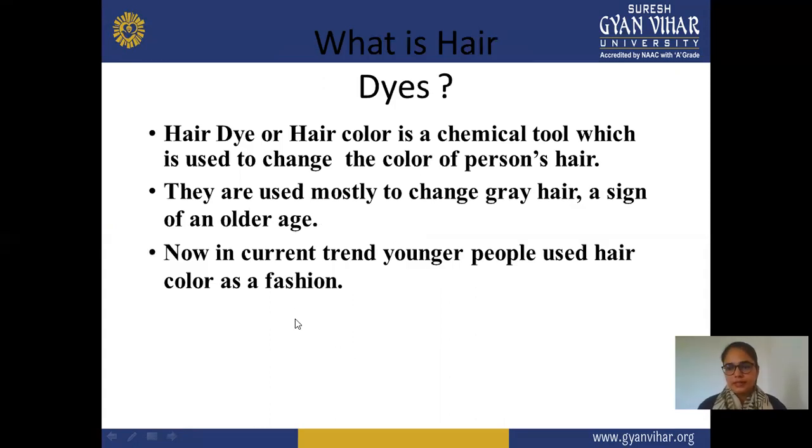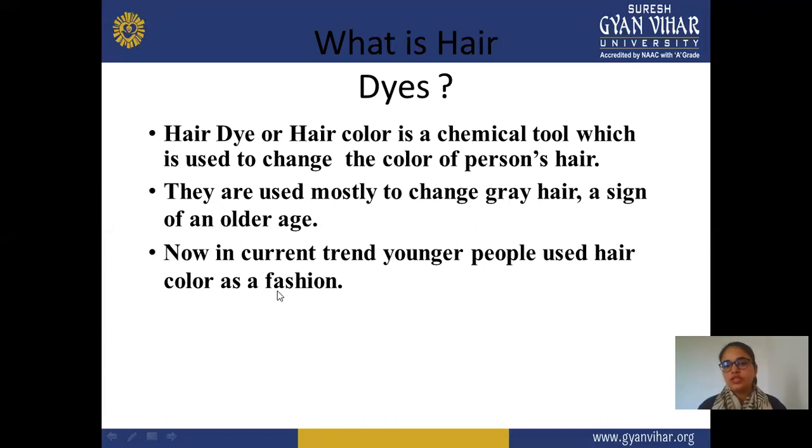Now, what is hair dye? Description and definition of a hair dye. I think everyone knows what a hair dye is. Nowadays, hair dye is very common. It may be a fashionable type of hair dye, and sometimes he or she applies it for some purpose also. Hair dye or hair color is a chemical tool which is used to change the color of a person's hair. When you apply it to your hair, it changes the complete look of that particular person's hair.